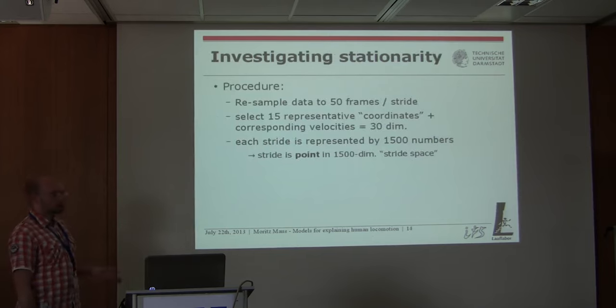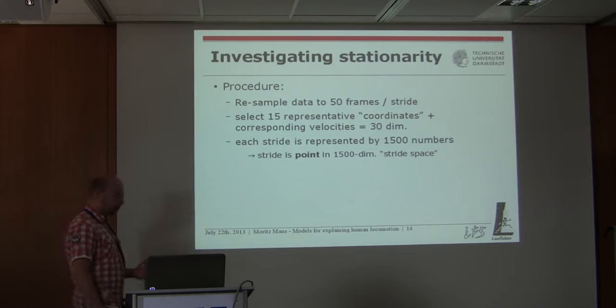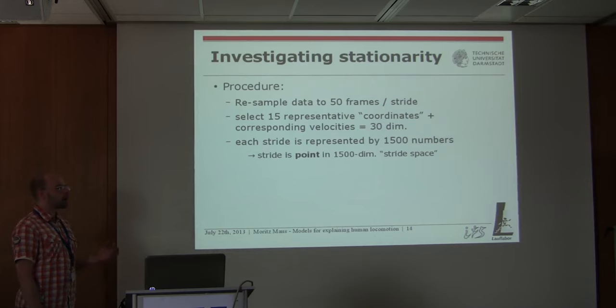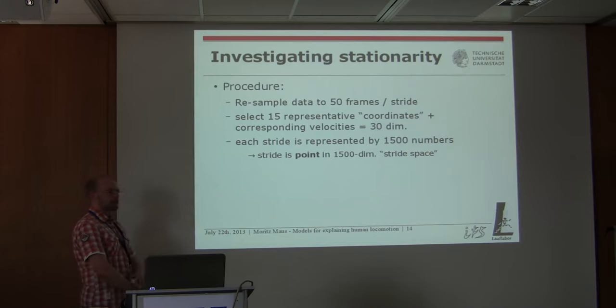So first let me talk about how we investigated the stationarity. We resampled our data to 50 frames per stride. So one stride is 2 steps. So we have 25 samples for 1 step, which includes most information, but is certainly not too much of a sample. And we select 15 representative coordinates. So a coordinate is typically a difference between two measured markers, or a marker at the center of mass, which is slightly better than, for example, joint angles.